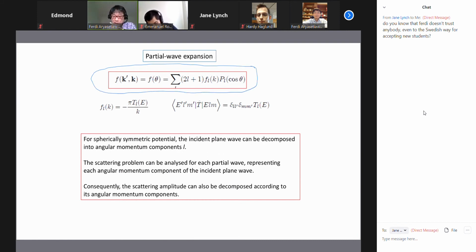So we want to calculate the scattering amplitude and decompose it in terms of the angular momentum by using the base vectors, this ELM in the momentum representation. So the next step is then to calculate this thing here.